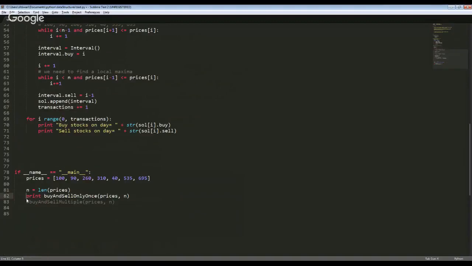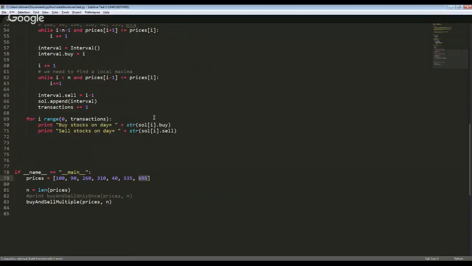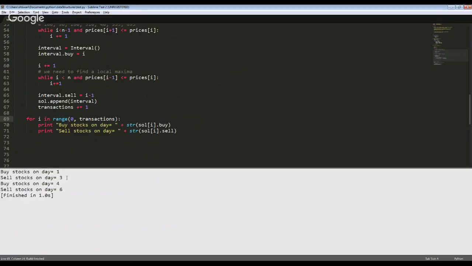So I guess that should work. And with this example, we should get: buy the stocks on day 0, and then sell the stocks on day 3, and then buy on day 4, and then sell on day 6. Let's see. Okay, I got some issue on line 69, right? Okay, I missed the N operator. Now let's see. Okay, so we are buying stock on day 1, selling stock on day 3, buying stock on day 4, and selling stock on day 6.